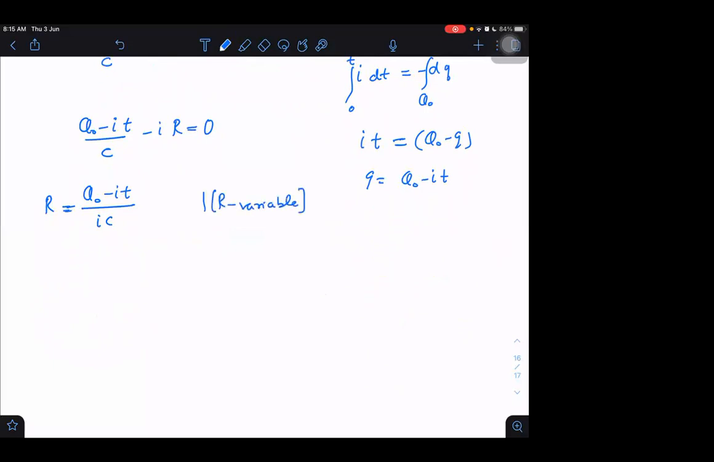Second case, I can treat capacitance as variable, and here I am assuming capacitance is variable and R is constant. Capacitance can be made to vary with time, or resistance can be made to vary with time. Any one of these things we can do to achieve constant current I.